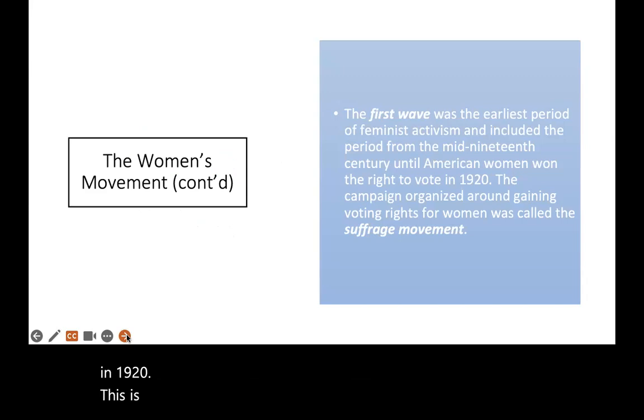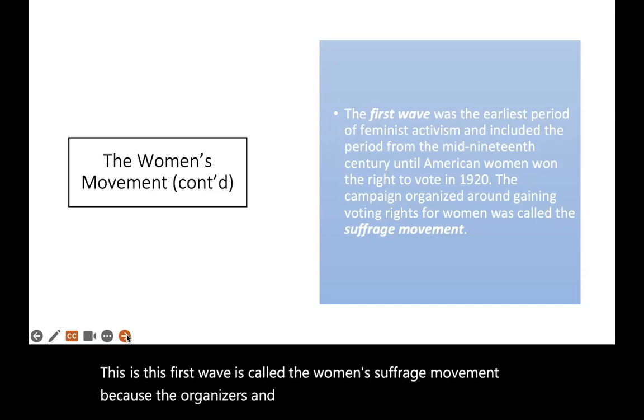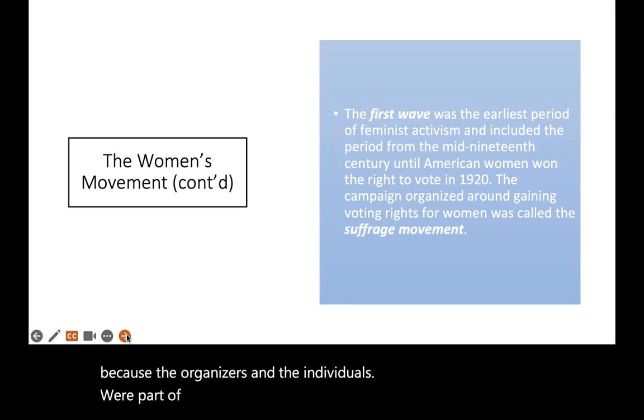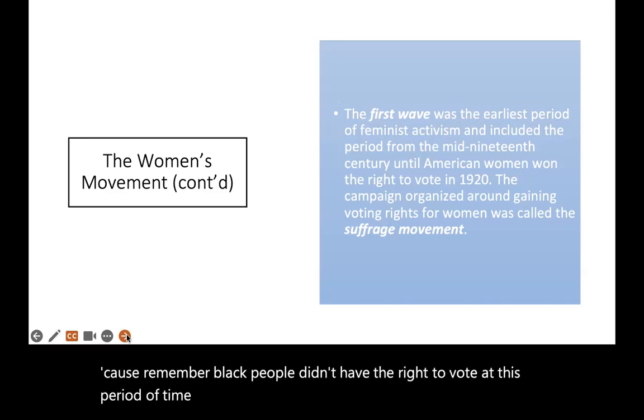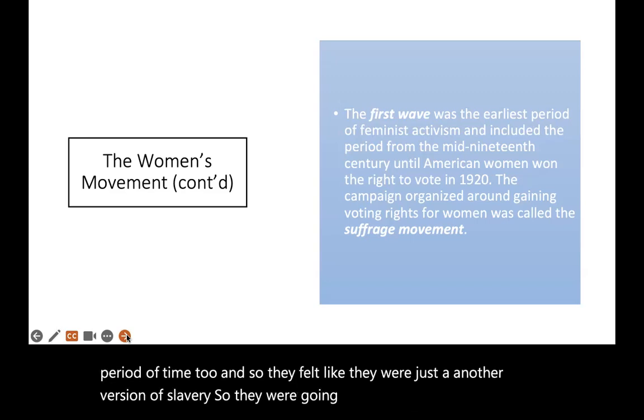This first wave is called the women's suffrage movement because the organizers and the individuals who were part of this movement felt like they were pretty much slaves, because remember, Black people didn't have the right to vote at this period of time too, and so they felt like they were just another version of slavery. So they were going through suffrage.